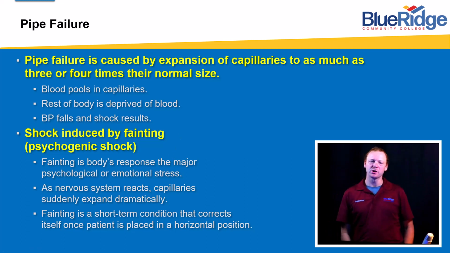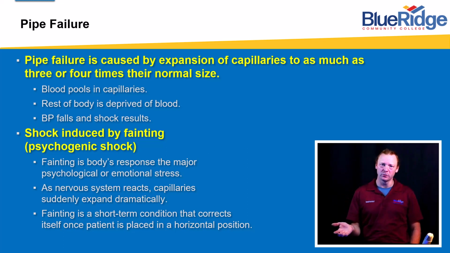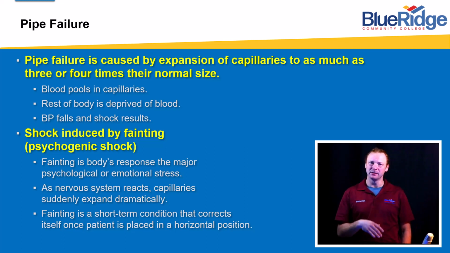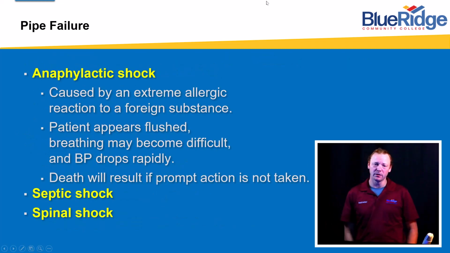Talking a little bit about shock induced by fainting, also known as psychogenic shock. Fainting is the body's response to a major psychological or emotional stress. You'll see that sometimes people will faint at the sight of blood, and that's just psychogenic shock. As the nervous system reacts, the capillaries suddenly expand dramatically, and the fainting is a short-term condition that corrects itself once the patient is placed in a horizontal position, which enables the body to come back to a state of homeostasis.